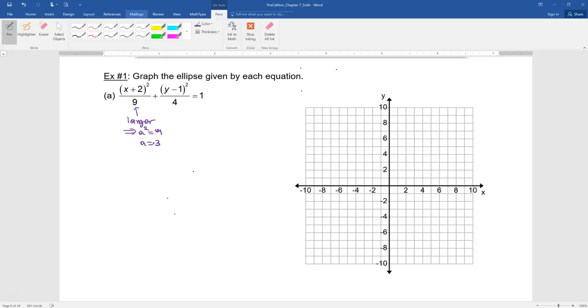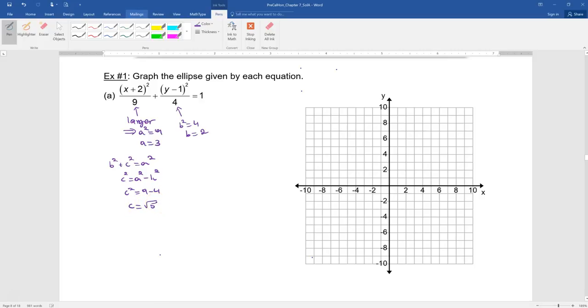So A is 3. That means B squared is 4, so B is 2. And now can we find C? Of course we can find C. B squared plus C squared is equal to A squared, because they must add up to the larger one. That means C squared is equal to A squared minus B squared, which is 9 minus 4. So C is root 5.